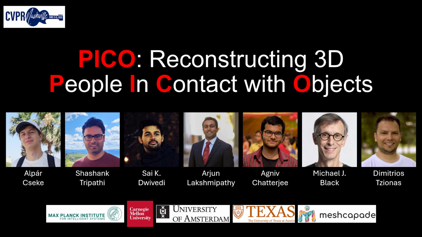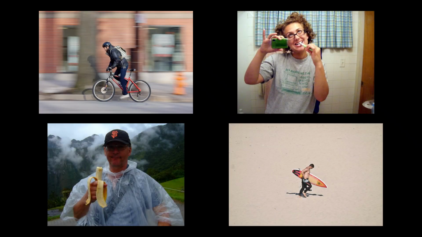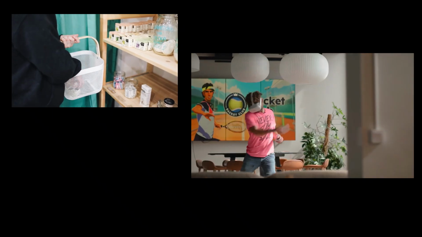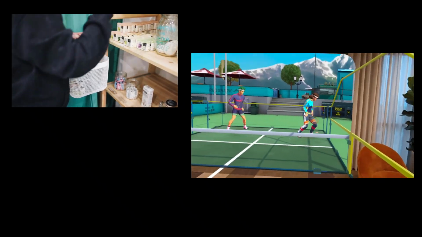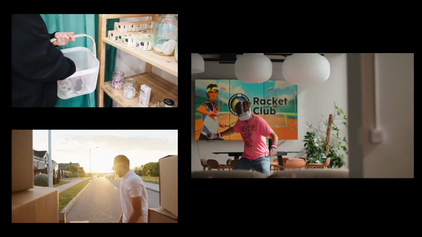We present PICO, a new method for joint reconstruction of humans and objects in 3D from in-the-wild images. Humans routinely interact with everyday objects. We ride a bicycle, brush our teeth, eat a banana, carry a surfboard. Thus, recovering human-object interaction, HOI, in 3D from natural images is important for human-centric applications, such as smart homes, mixed reality, or assistive robots.